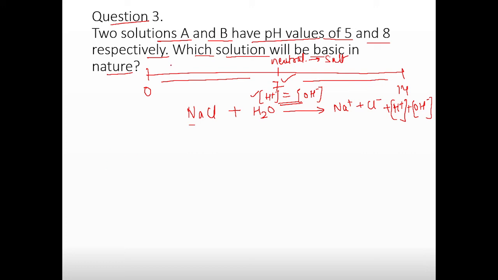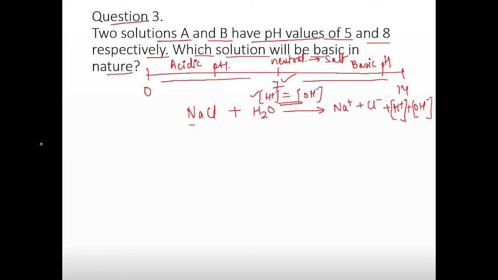So this one is your acidic pH, and this is your basic pH. So pH more than 7 is basic and less than 7 is acidic. Clear?